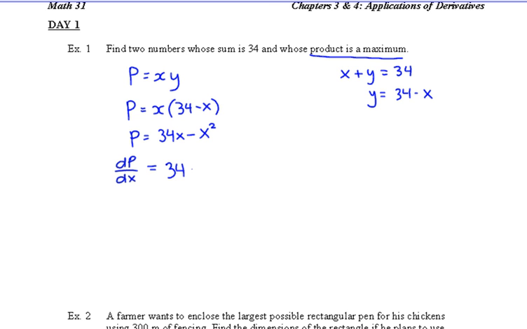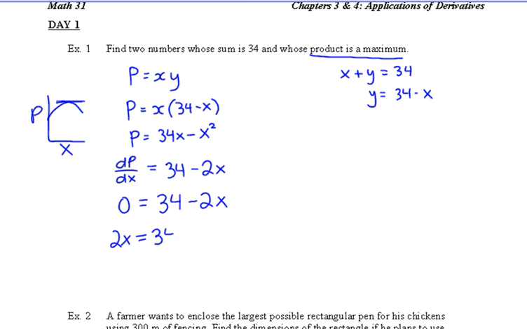34 minus 2x. And we want when our product is a maximum. So right now we have a relationship between product and x. And it is quadratic. And we want when the product is maximum. So that's when our slope is 0. So we set our derivative to 0, and then we solve. So add 2x to the other side, divide by 2, and x is 17.